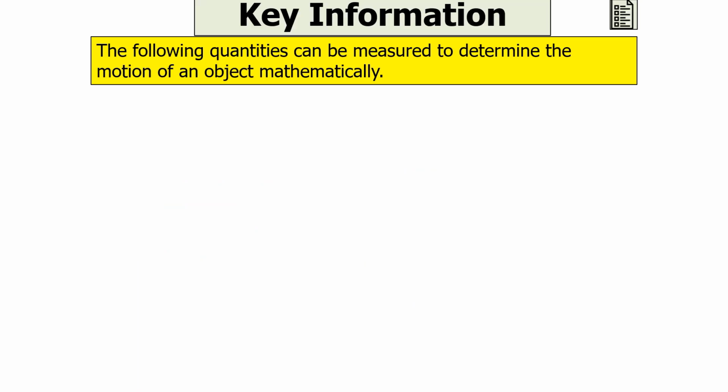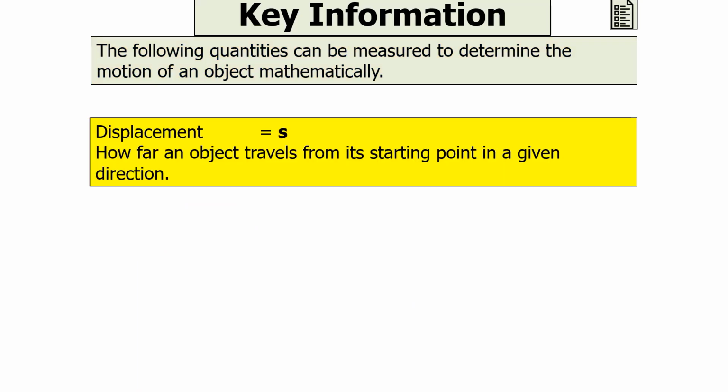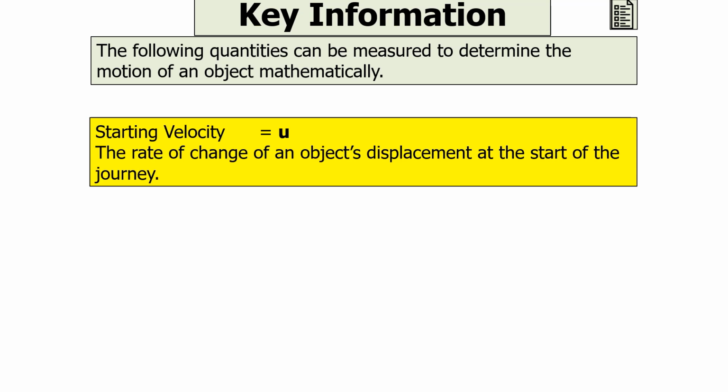So the following quantities can be measured to determine the motion of an object mathematically. The first one is displacement, which is given the symbol s, which is how far an object travels from its starting point in a given direction. We then have the starting velocity, which is symbolized with u, which is the rate of change of an object's displacement at the start of the journey.